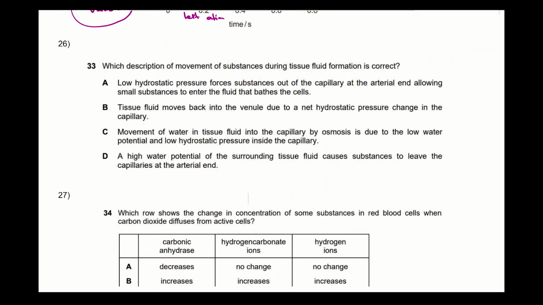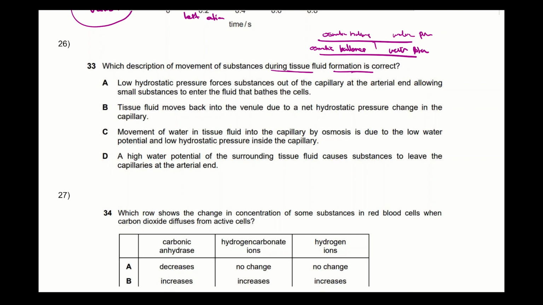Question number 26. Which description of movement of substances during tissue fluid formation is correct? So, as we discussed earlier, how does tissue fluid move or form? What happens is there is a blood vessel. Two factors that determine the rate of fluid leaving the blood vessel are the osmotic balance and the water potential. And the balance between the outside and the inside, osmotic balance and the water potential.